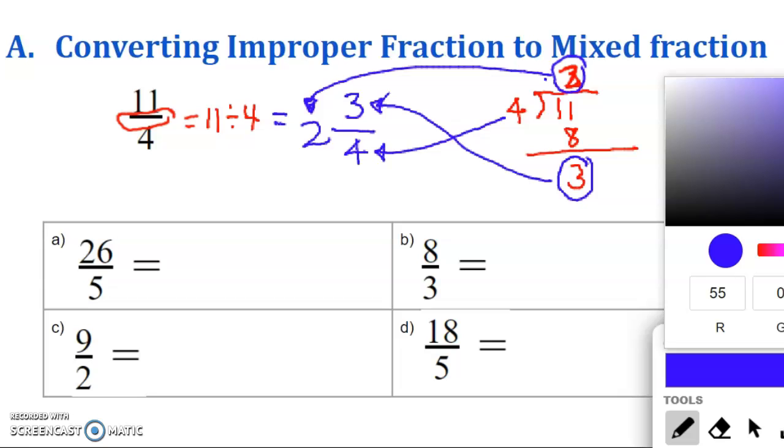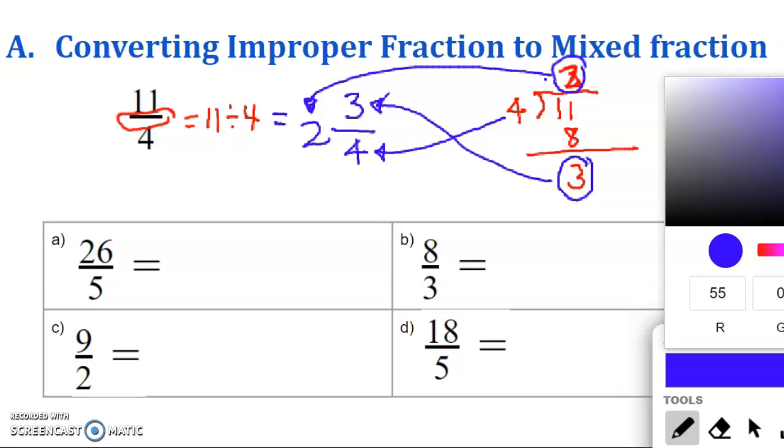Okay, so you're basically dividing. So you're basically looking to see how many times does 4 go into 11. Okay, so it goes in there 2 whole times, but then we have 2 times 4 is 8, so we still have 3 left over. So that's the leftovers, that's 3 over 4. So let's keep doing some practice.